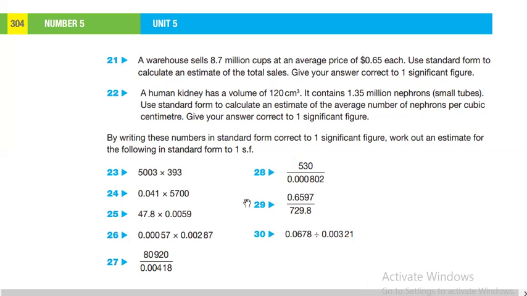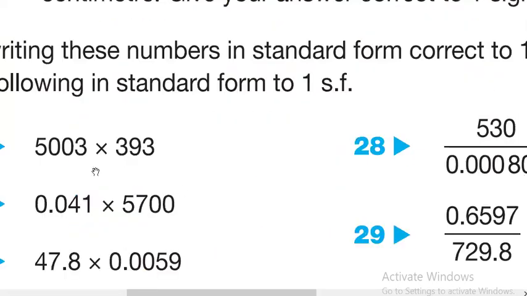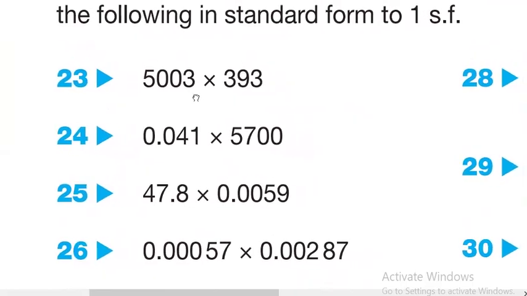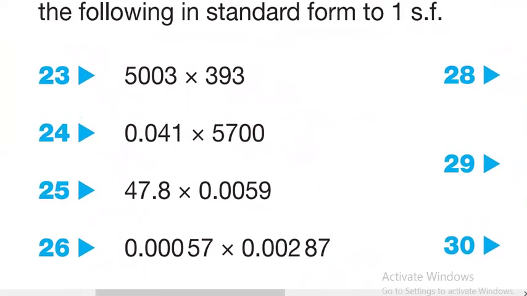Here, by writing these numbers in standard form, correct to one significant figure, work out an estimate for the following in standard form, one significant figure. So as they tell you, they have to tell you what significant figure you should round the numbers to, and then estimate the final answer to that question. For example, here, let's take a look at this. We will do some of these estimate to standard form questions, and then we will understand the idea of this question.